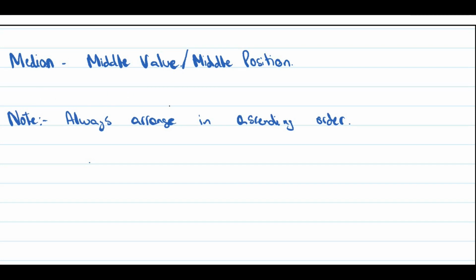Now another important thing for median is that you always need to arrange your data in ascending or descending order. It's easier if you do it in ascending order, which means from small to big. For example, if you are given the numbers 1, 3, 7, 5 and 4, first of all you need to arrange this data in ascending order. Ascending order would be 1, 3, 4, 5 and 7. Now the median or the mid value in this case is 4.